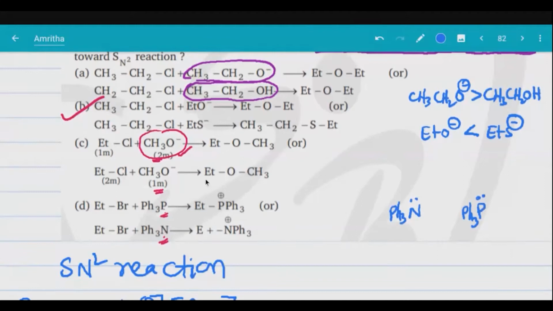Which one? Phosphorus and nitrogen. Nitrogen is more electronegative, so the first reaction is more reactive. Yes, like sulfur, no, like phosphorus, because oxygen, sulfur, nitrogen, phosphorus. See, down the group, electronegativity decreases, their ability will increase. Okay, so only one correct option, where the second reaction is more reactive than the first reaction.